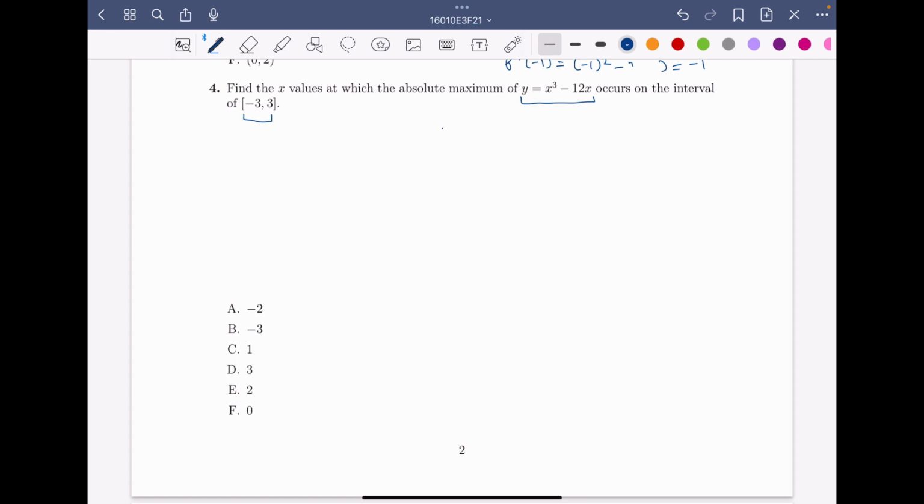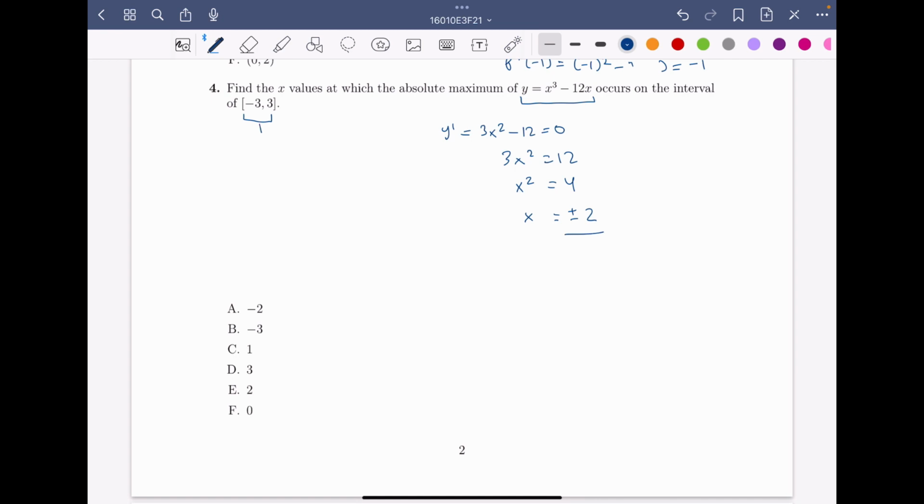So the first derivative would be y prime equals derivative of x cubed is 3x squared. Derivative of negative 12x is negative 12. So we set that equal to 0. And then we solve, so it'll give us 3x squared equal to 12. And then x squared equal to 4. And then x equals plus or minus 2. Make sure not to forget the negative root when you're taking the square root. Okay, so now we have our critical numbers and our edge cases.